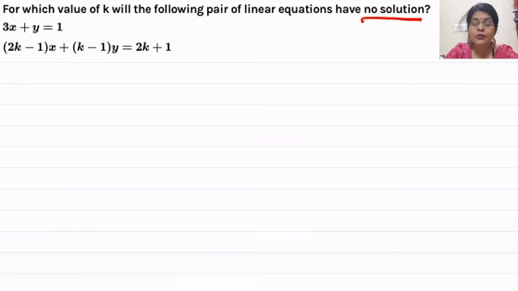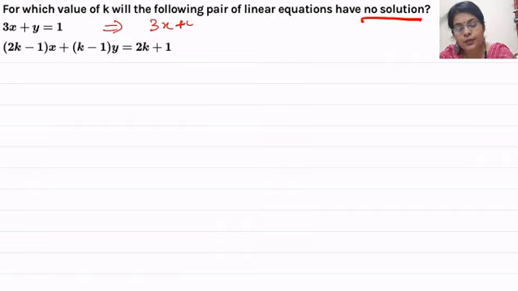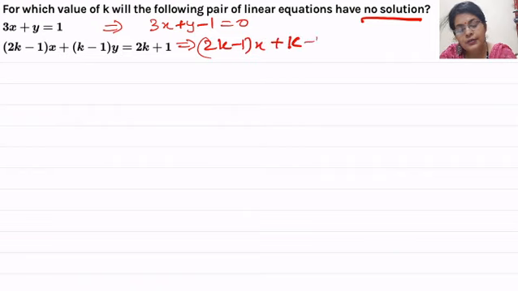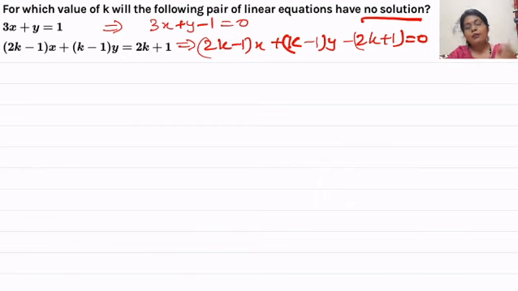Now I have asked you to see whether the question is in the form of ax plus by plus c equal to 0. So first of all, we have to convert this question into ax plus by plus c. So 3x plus y minus 1 equal to 0, and then the next one will be (2k minus 1)x plus (k minus 1)y minus (2k plus 1) equal to 0. So these are our first equation and second equation. We have to work upon it.